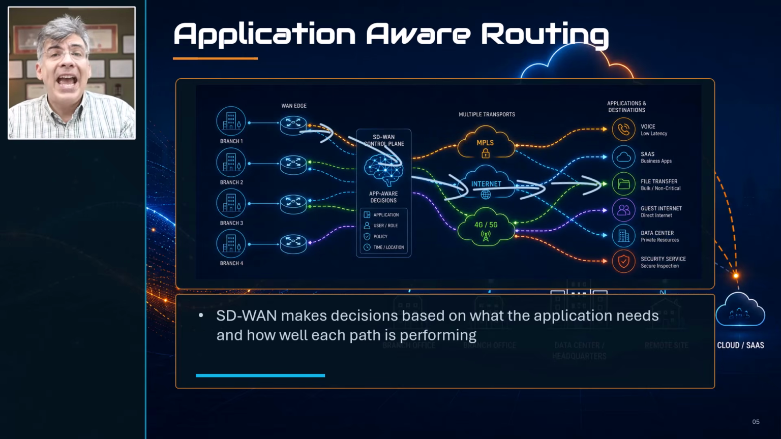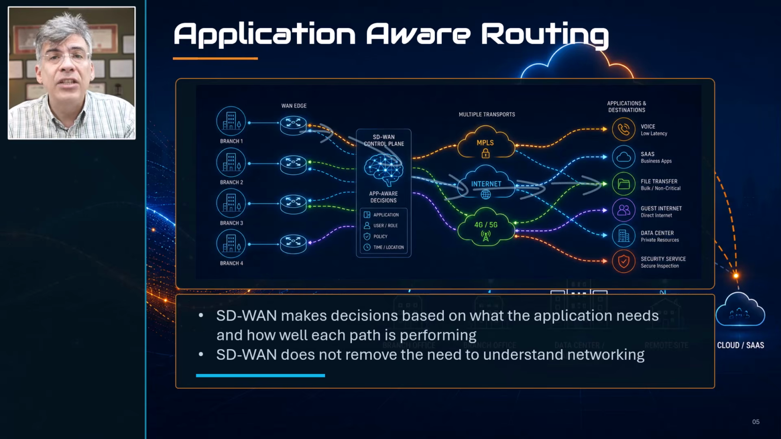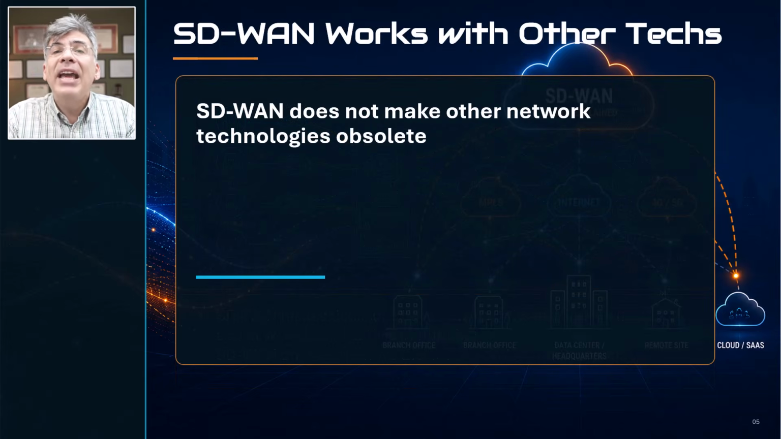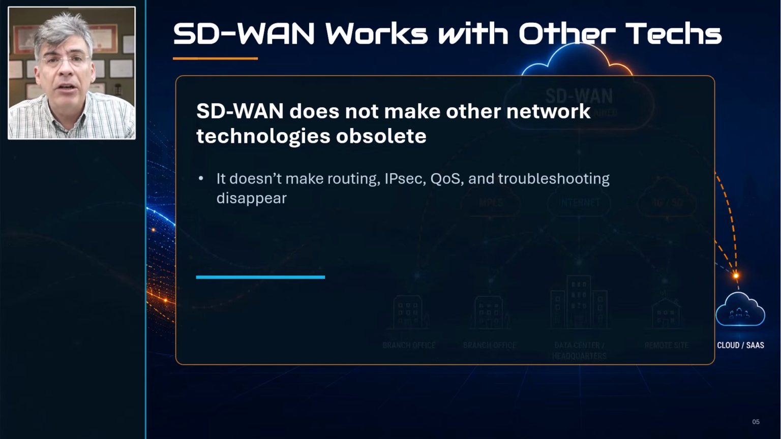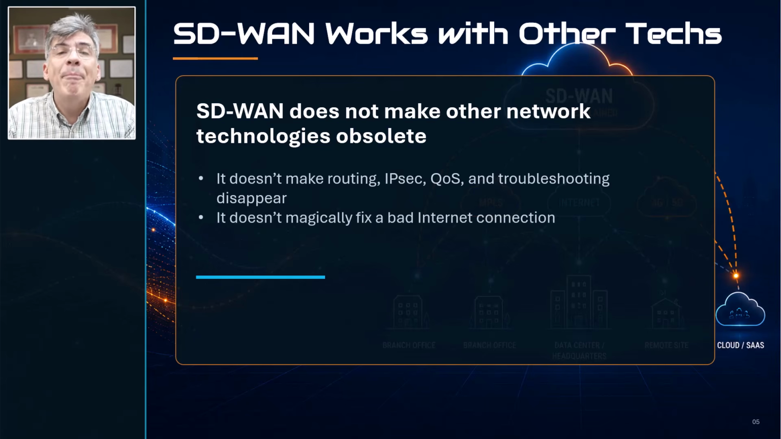Now, of course, SD-WAN does not remove the need to understand networking fundamentals, and this is a very important point. SD-WAN does not make routing disappear. It does not make IPsec disappear. It does not make QoS disappear. It does not make troubleshooting disappear. And it does not magically fix a bad internet connection.